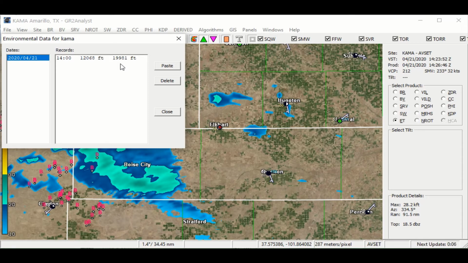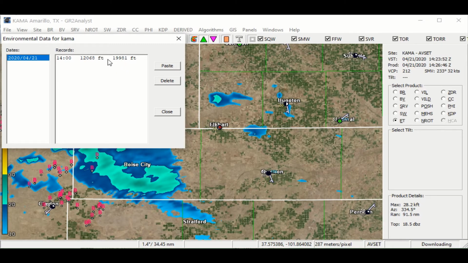The first one is that roughly 20,000 foot minus 20 degree altitude. Our echo tops have definitely gotten beyond that. So that's our first filter: do our cells have 18.5 dBZ echo tops up past minus 20? And the answer is yes.